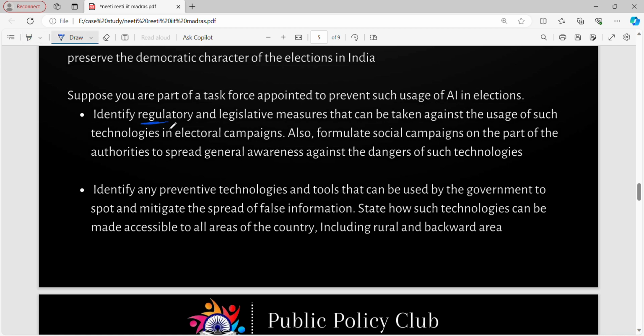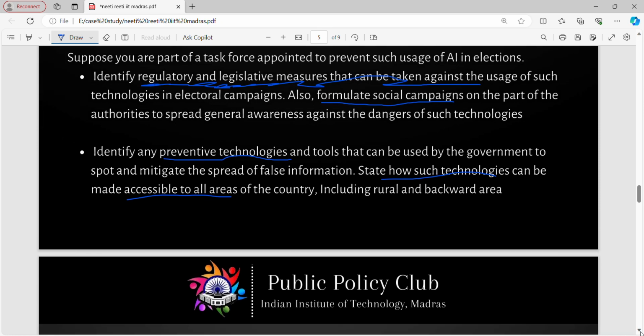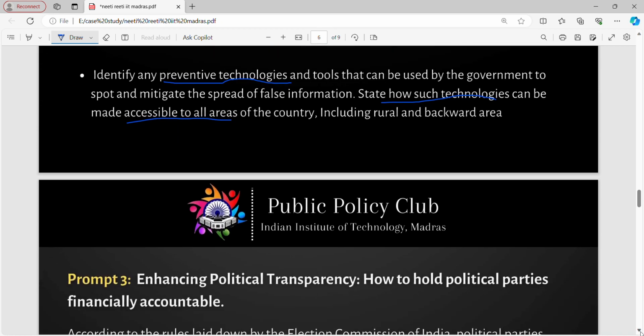So, in the second case prompt, we need to identify regulatory and legislative measures that can be taken against the usage of such technologies in electoral campaigns. Regulatory and legislative measures. And next, formulate a social campaign on spreading general awareness. Then the fourth one is to identify some preventive technologies and tools that will be a help for the government to mitigate the spread of false information. And also we need to state how such technologies can be accessible to all parts of the country, including rural and backward areas. So that's it for the second prompt.